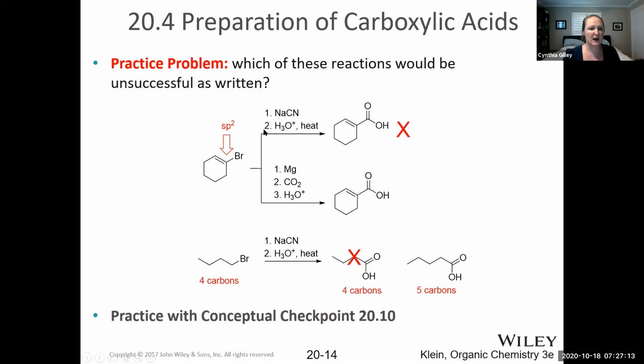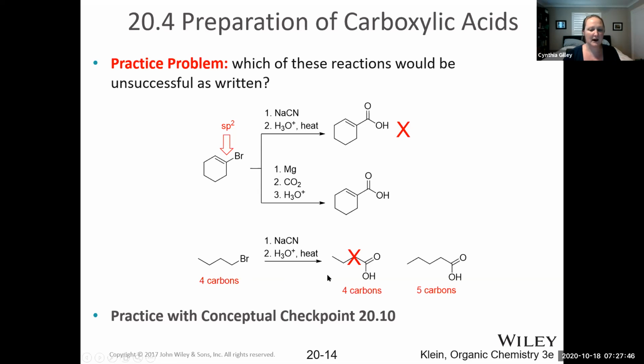Okay, so this top reaction is actually an unsuccessful reaction. If you notice, the carbon alpha to the halide is sp2. That means we cannot use the sodium cyanide method of producing a carboxylic acid, because we cannot do an SN2 reaction on an sp2 hybridized carbon. However, we can form a Grignard using this alkyl bromide, in this case an alkenyl bromide, and produce a carboxylic acid.